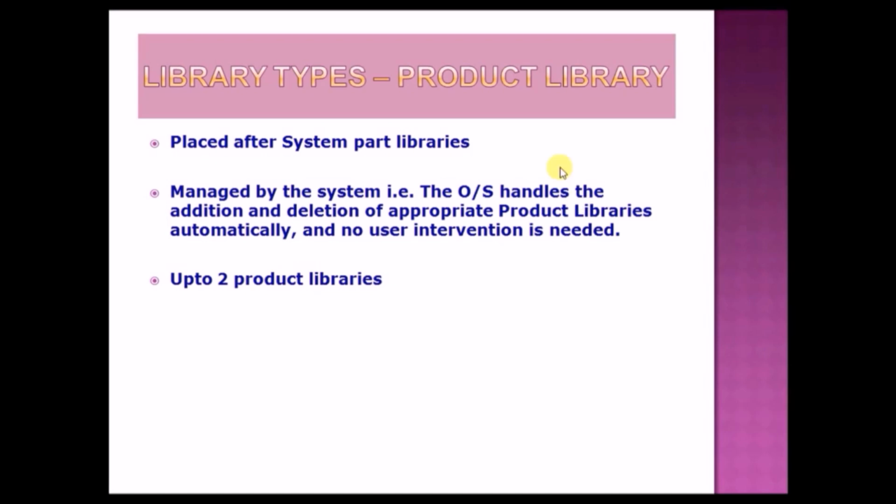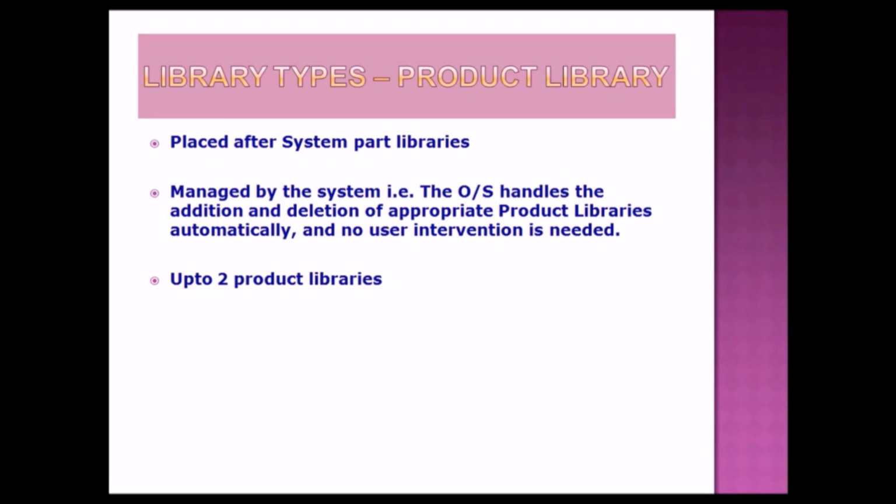Next library type is product library. These libraries are placed just after the system libraries, so they have second rank in the search hierarchy. These libraries support languages and utilities that are dependent on libraries other than QSys to process their function. Product libraries are actually added to the system automatically and removed when the process is complete. Whenever needed, the system adds the product library and removes it when the task completes.